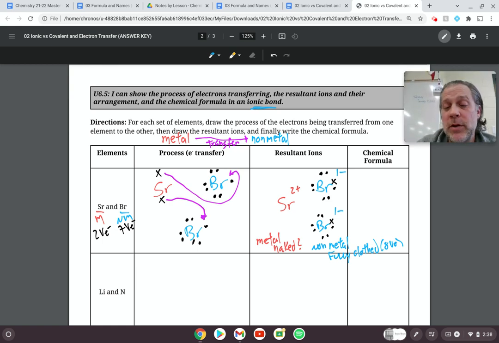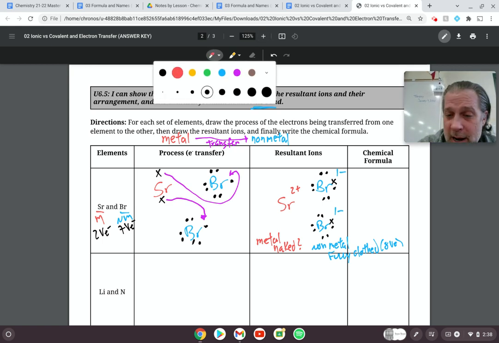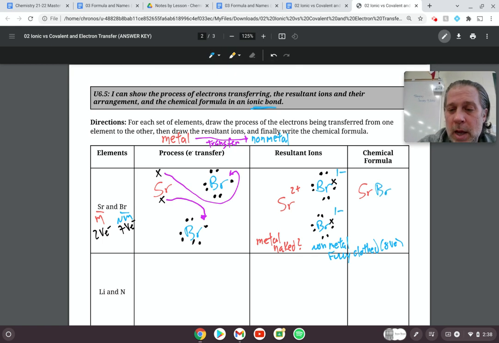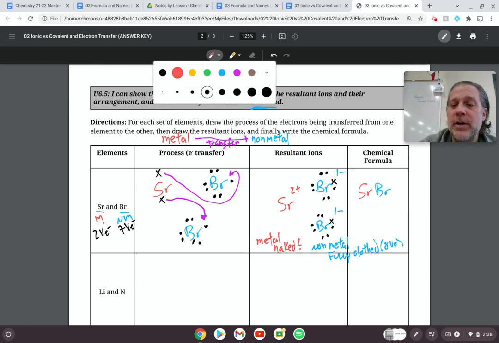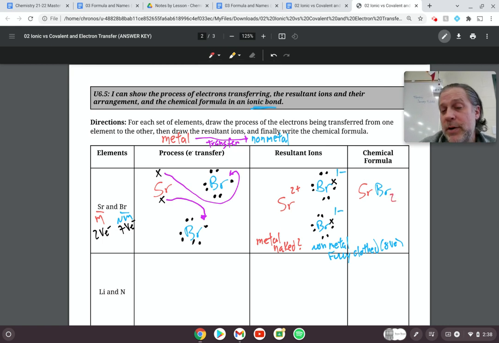So now the last thing we have to do is count up the individual atoms. So I see that I have a strontium followed by a bromine. And in this instance here, there's 1 strontium for every 2 bromines. And so there's going to be my chemical formula. I always want to write my metal first, nonmetal second. So that's the first one.